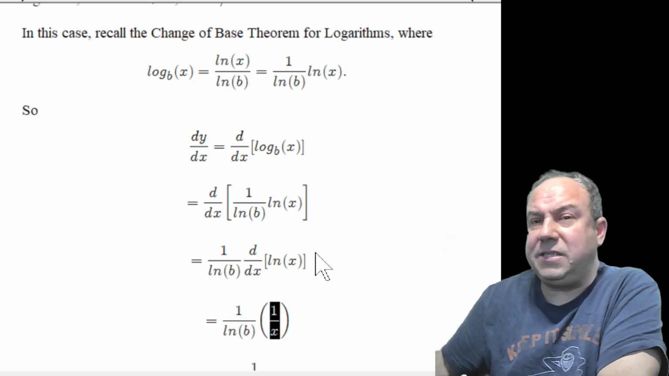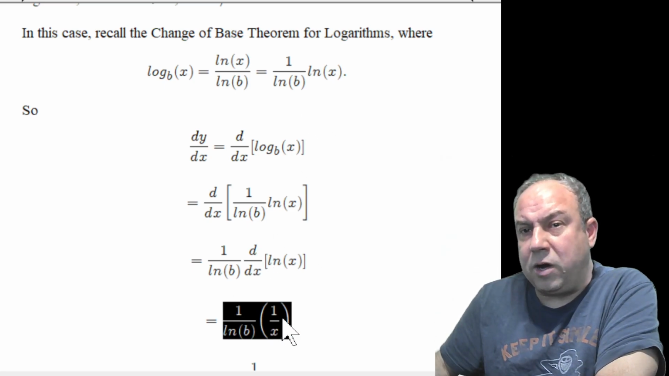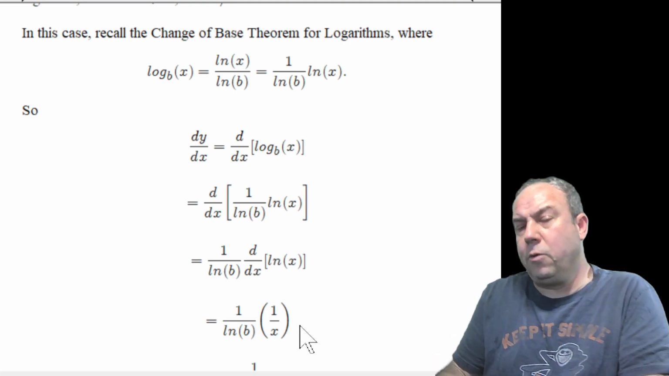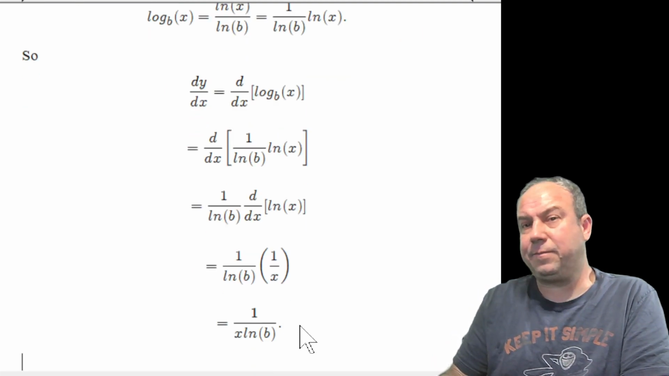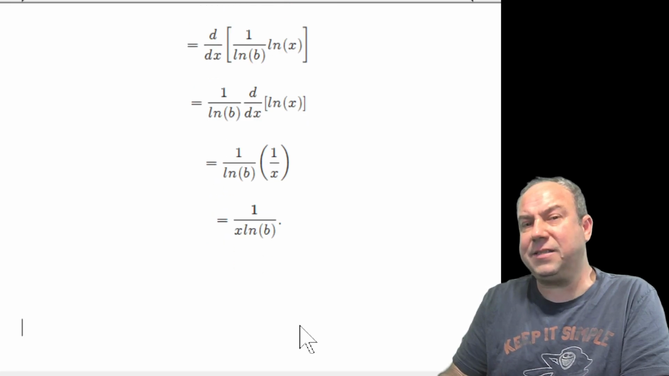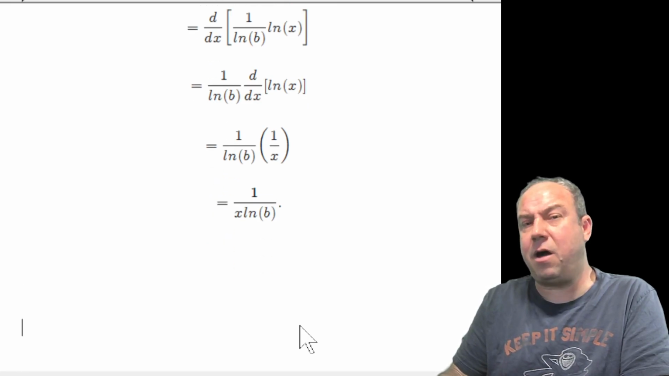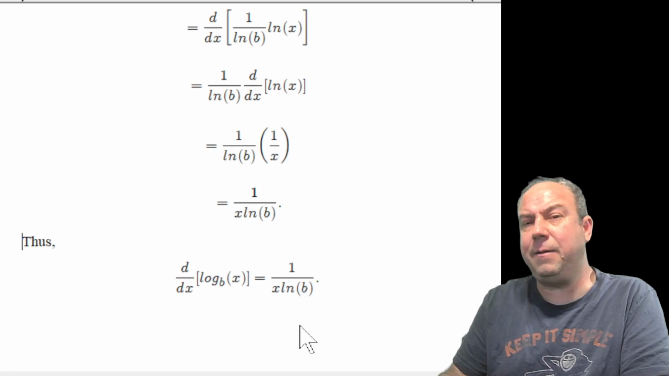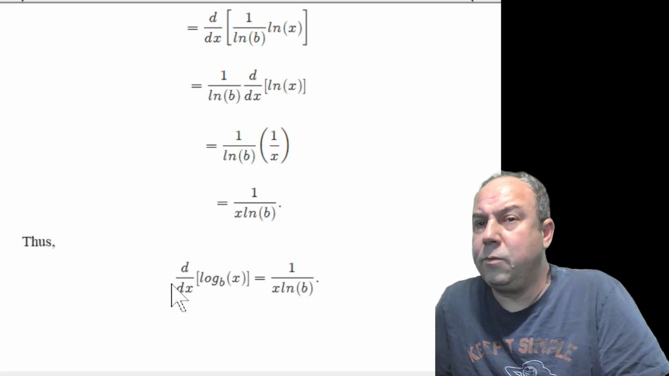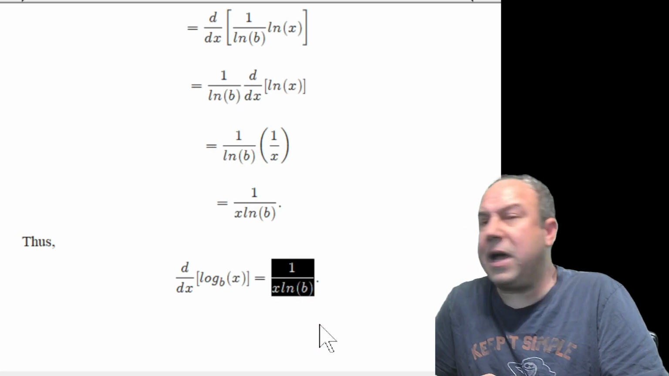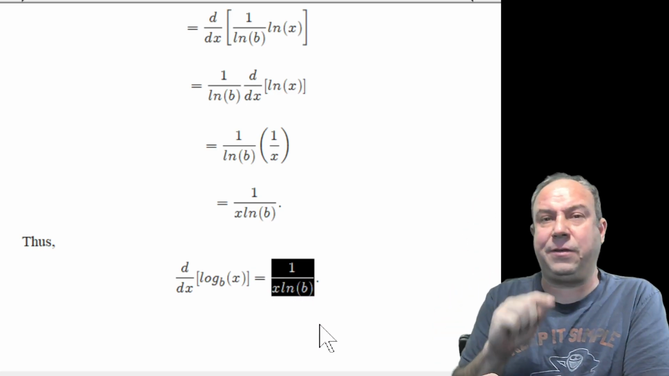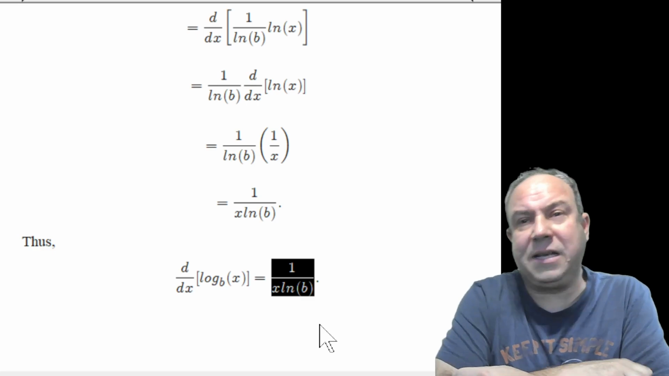So what we have is 1 over the ln of b times 1 over x, which can be simplified into 1 over x times the ln of b. And thus, the derivative for a logarithm of any base b, which is what we're saying here on this left-hand side, is equal to 1 over x times the ln of that value b, the value of the base of that logarithm.